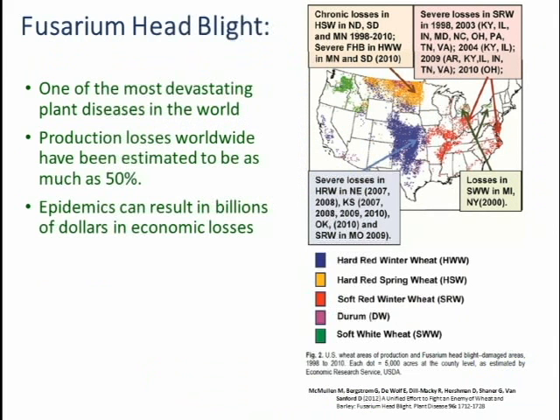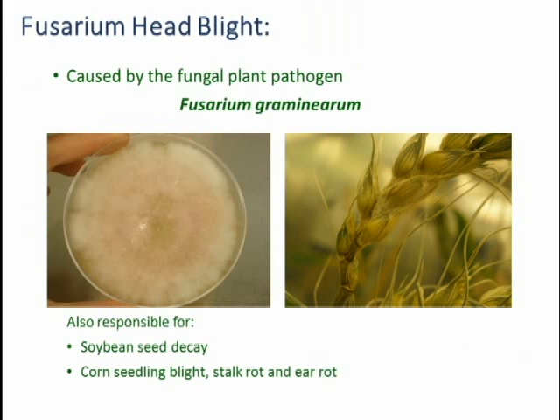So to start off with, Fusarium head blight is one of the most devastating plant diseases worldwide. Production losses have been estimated to be about 50%, which is quite high. And epidemics within the United States result in billions of dollars in economic losses. So it's a serious plant disease. It is caused by the fungal plant pathogen called Fusarium graminearum, depicted here both on culture media as well as on the wheat head itself.